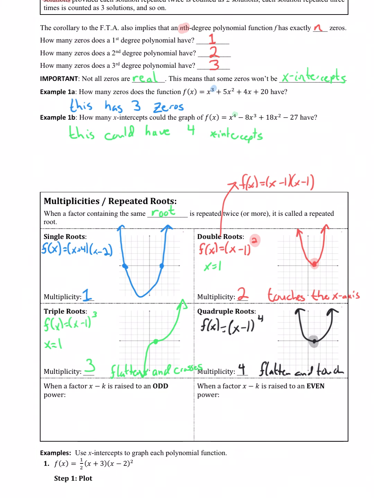Okay, so when a factor x minus k is raised to an odd power, it's important to note that the graph will always cross the x-axis. And when a factor x minus k is raised to an even power, the graph touches the x-axis and turns around.